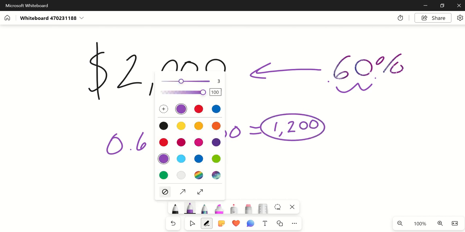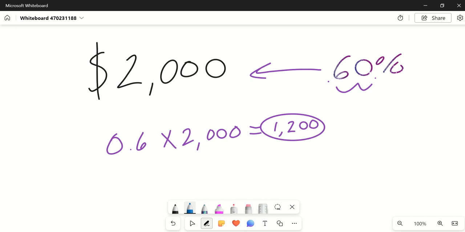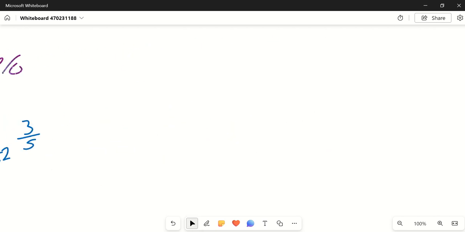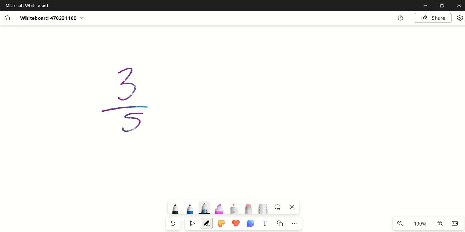Or I can use the fraction. I can do 60 over 100, convert it down, or simplify it. That'd be 6 out of 10. Divide those both by 2. That'd be 3/5. Now let's go ahead and pull this to the side here. I would multiply 3/5 by 2,000. And I'd put 2,000 over 1.